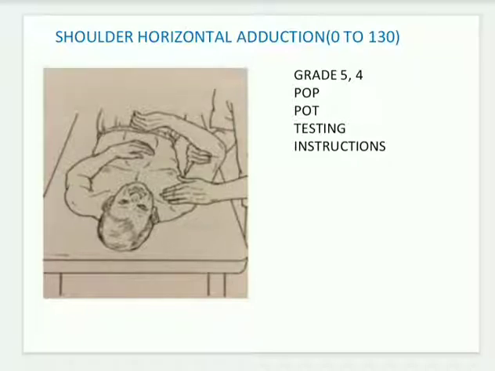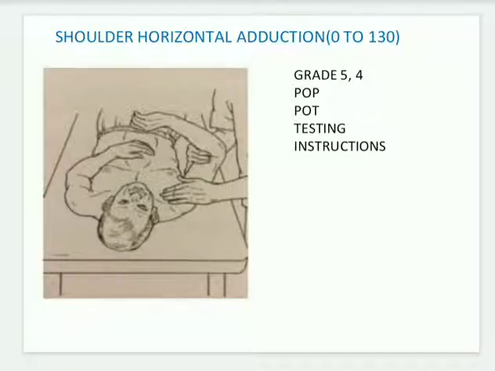Testing is for both the two heads, clavicular and sternal heads, and the instructions you should give to the patient. For clavicular head: move your arm up and inwards, and for the sternal head: move your arm downward and in. Instructions to the patient. Next, grading.